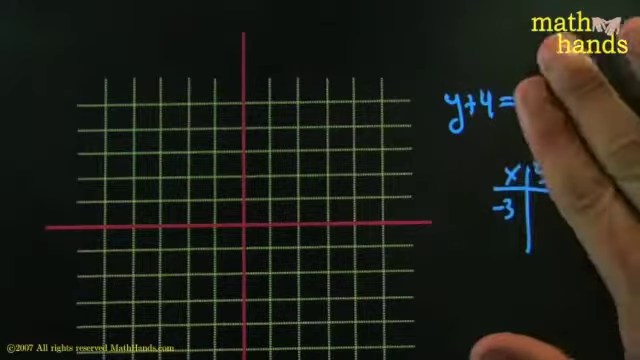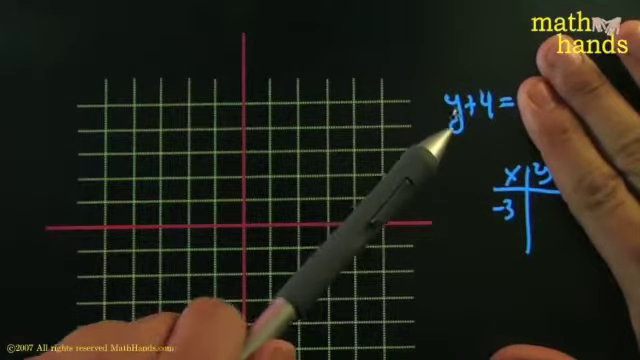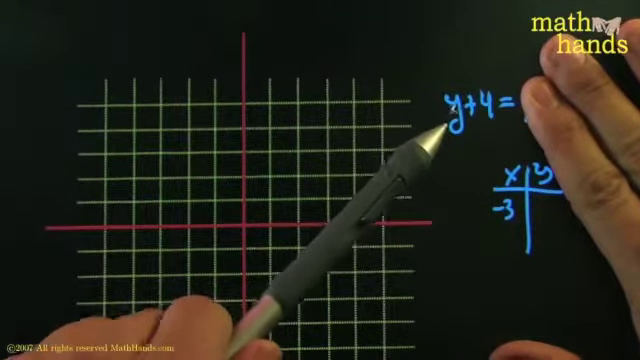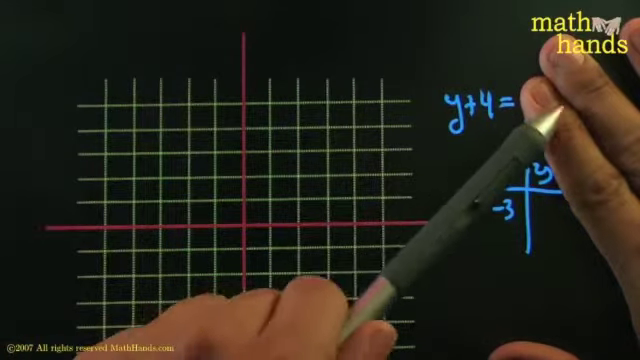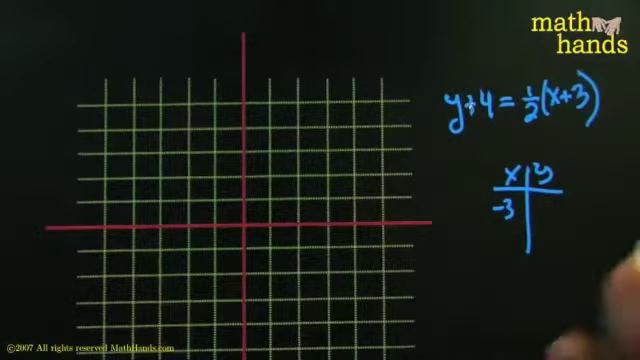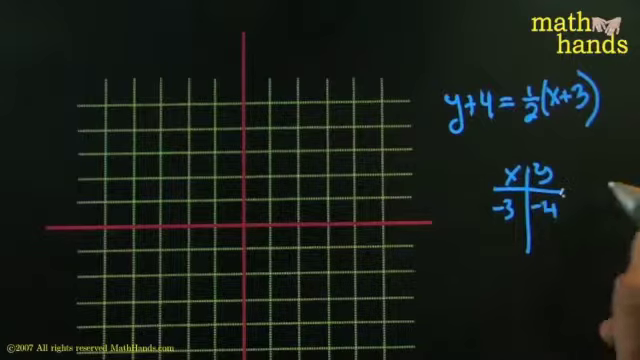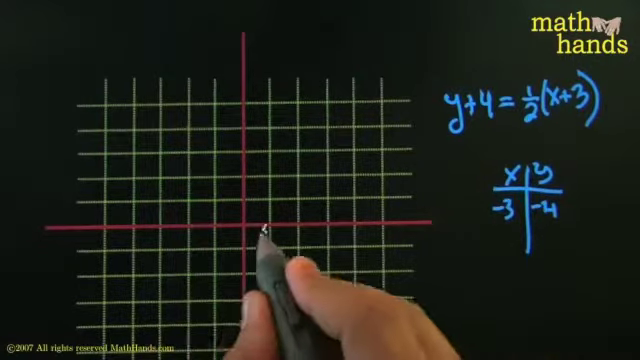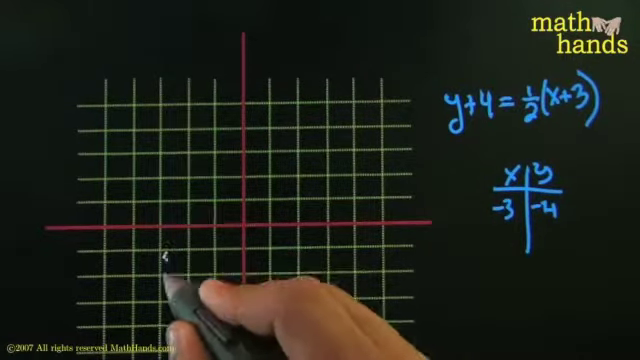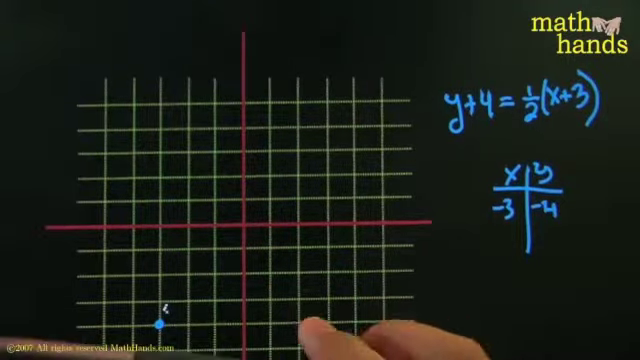And if the right side is 0, what does that make y? Think about it. Use your calculator if you need to. If y plus 4 equals 0, what does that make y? Well, it would have to make y -4. So you already know it has to go through the point -3, -4. Right here.